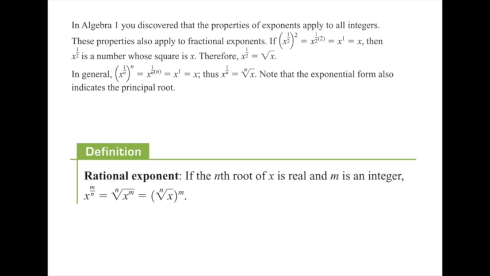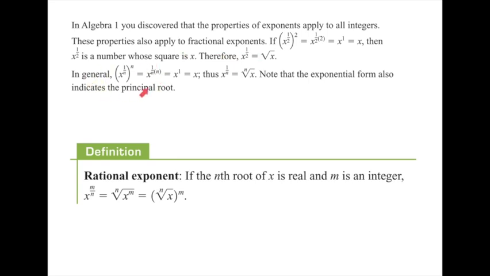So let's say we had x to the 1/2. If we square it, we would multiply these exponents, a power to a power. So x to the 1/2 times 2 just gives us x to the 1, or x. So x to the 1/2 is a number whose square is x. Therefore, x to the 1/2 equals the square root of x.